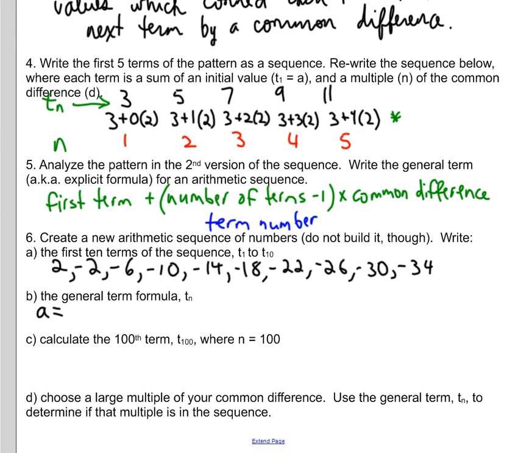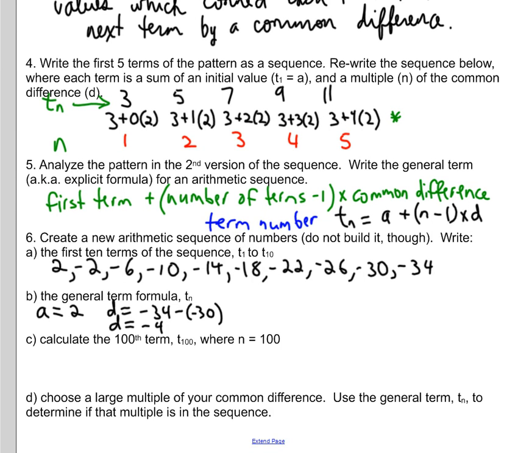All right, so we want to be able to describe the general term for this sequence. Let's list what we know. We know that the first term, A, is 2. We know that the common difference could be found by subtracting any pair of consecutive terms. So we could, for example, look at negative 34 as the 10th term, and we could subtract the term before it, which would be negative 30. And we would be left with the common difference equals negative 4. All right, that's how we built our sequence. The general term would be first term plus number of terms, or in this case term number, subtract 1 times the common difference.